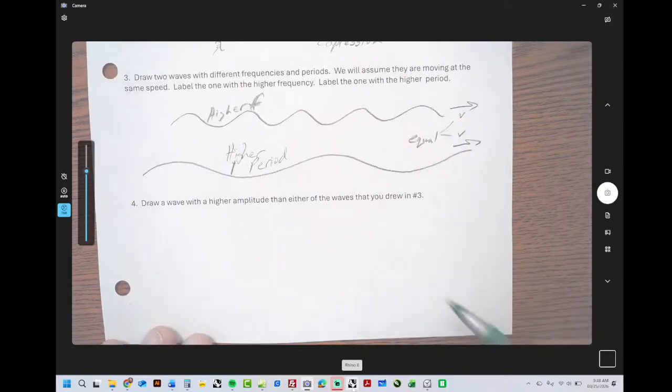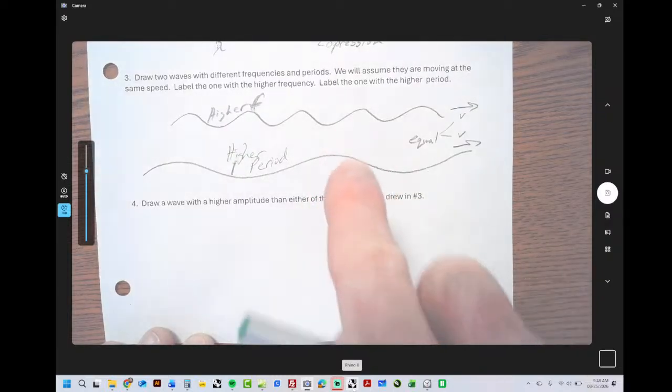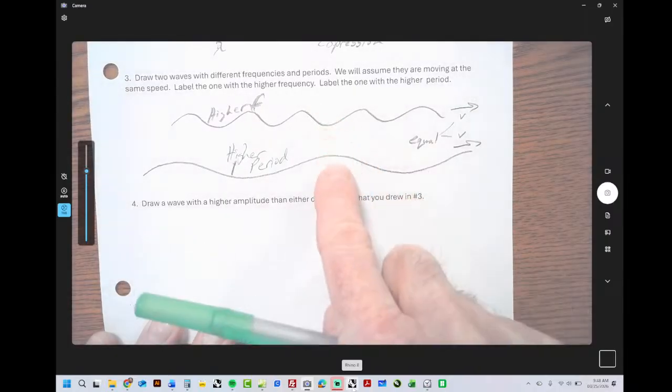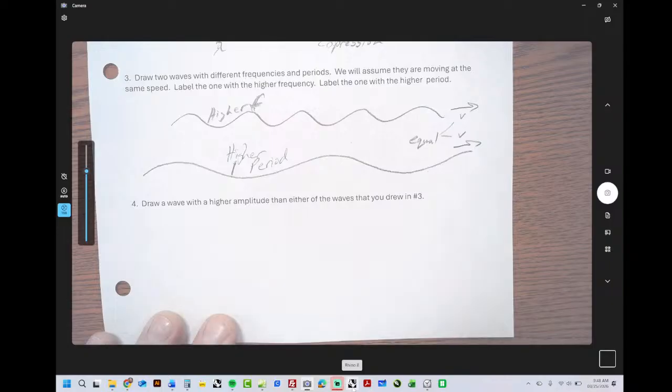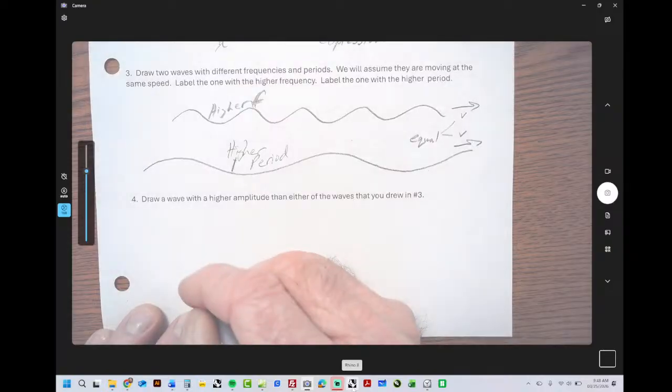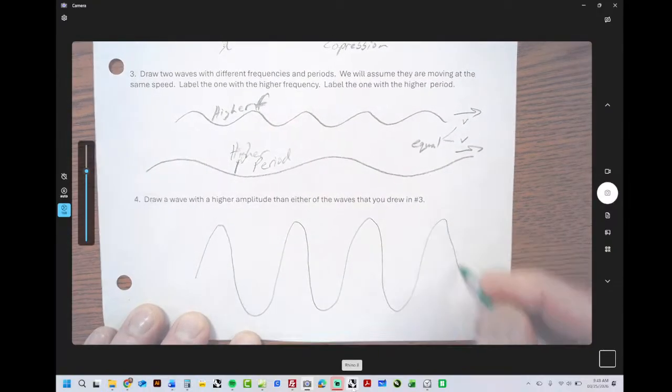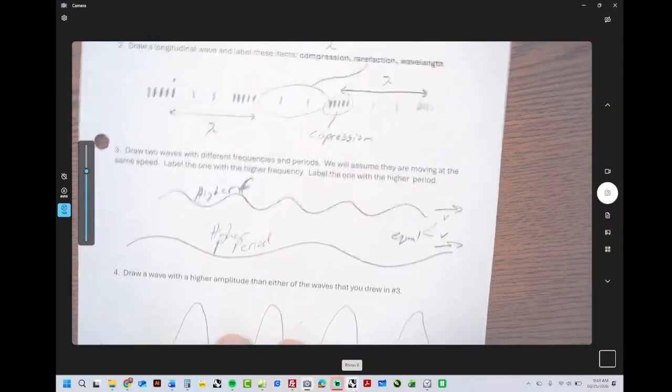All right. Now this next one, I want to draw another wave like these, but with a higher amplitude than either one of those. So what would that mean? Landon. I want to draw another, I could draw either of those, but I want to make the amplitude really big, bigger than each of these. I want to draw the waves higher. Higher, yeah, so like this. All right, so those are just the basic wave terminology questions.